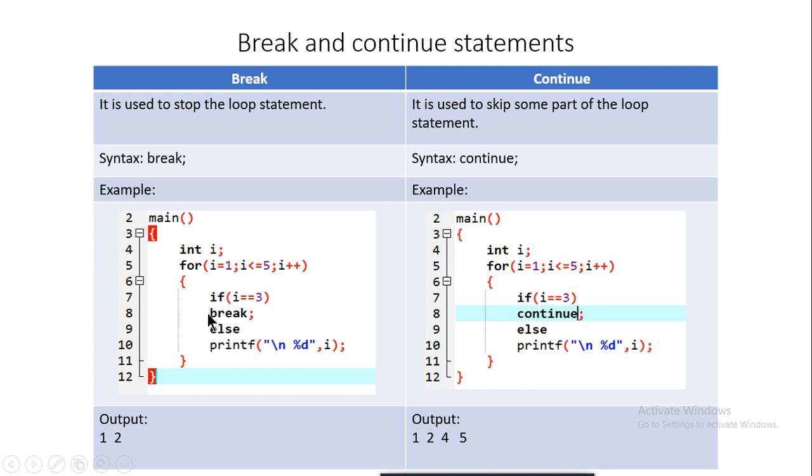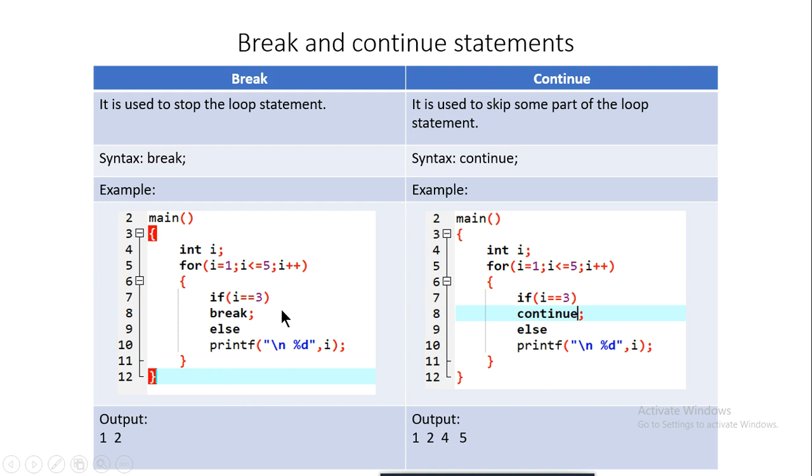Break means move from the 8th line to the 12th line. So 3, 4, 5 will not be printed if you use this program because of the break keyword, which stops the loop when it hits. Okay, and the same program I have written here with continue. 1 and 2 will be executed as before, but when i equals 3 hits, continue says go to the increment decrement part. So i will be incremented by 1, so 3 plus 1 equals 4, 4 is less than or equal to 5, true, 4 is not equal to 3, so else, 4 will be printed and then again 5 will be printed.